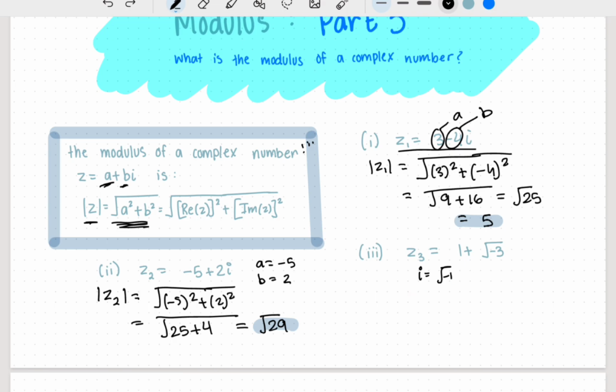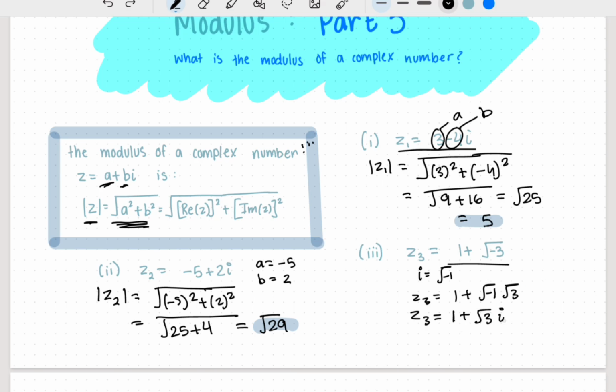So if we split this, z3 equals 1 plus the square root of negative 1 times the square root of 3. We can split the square root of negative 3 into the square root of negative 1 times the square root of 3, right? That's perfectly valid. So then we get z3 is equal to 1 plus square root 3 i, with i being outside the square root because we know i is the square root of negative 1.